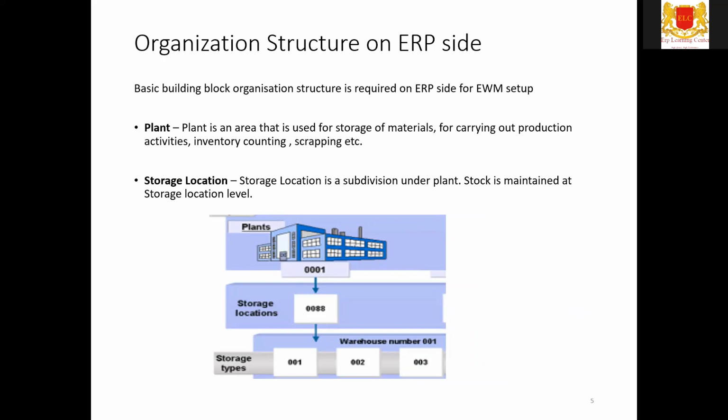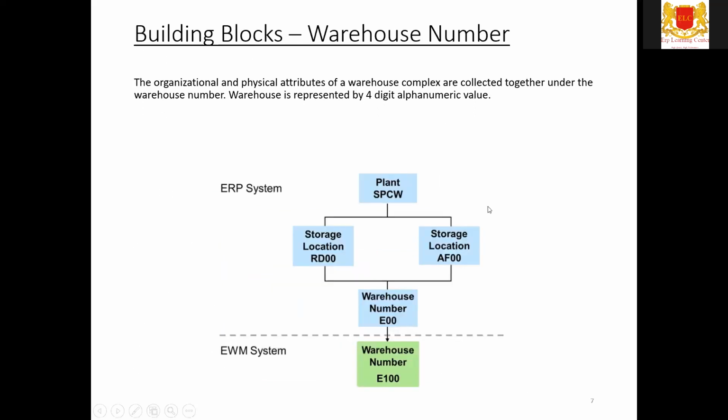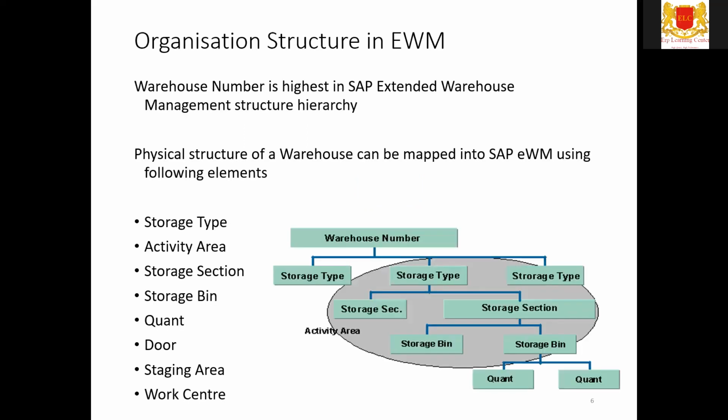Okay, so when we don't have the WM or EWM application, then the inventory is managed at the storage location level. But in case you have WM, then the plant and storage locations are linked to the warehouse number, and you manage the inventory at the bin level. But in case you have an EWM application, then we have the structure where the plant and storage location combination is linked to your regular warehouse management E00. It is then further linked to E100, that is an EWM warehouse. And we have this organization structure in the EWM where the warehouse which is linked to the storage location is subdivided into storage type, which is then further divided into storage section, and the last spot where your products are stored is the storage bin.